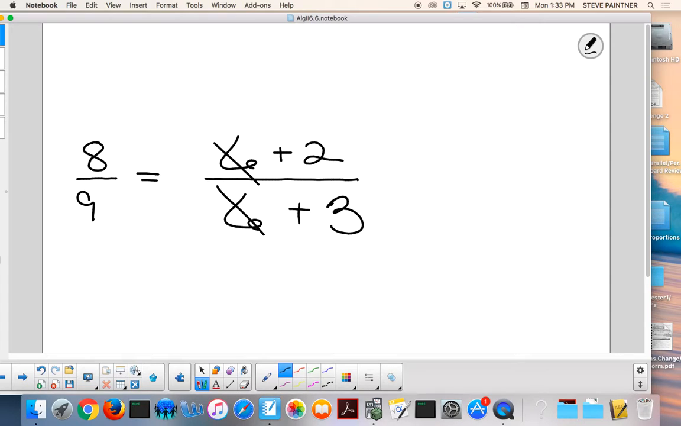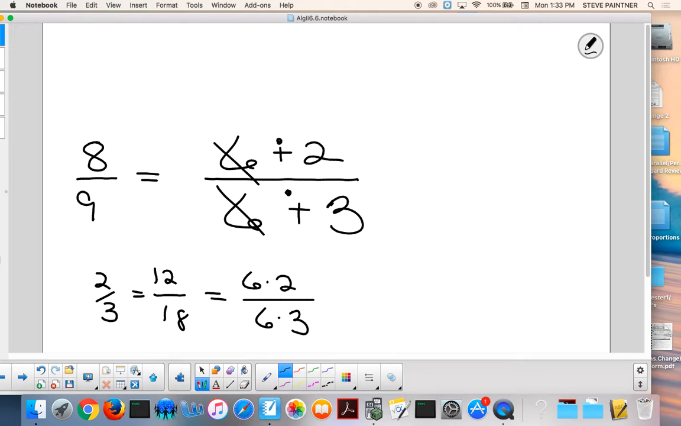You cannot cancel unless you have what going on? Multiplication. Now watch this, guys. If that was the problem, 6 times 2 and 6 times 3, what is 6 times 2? What is 6 times 3? 18. And that reduces to what? Okay, but when it's multiplied, I can cancel them out. What's the answer? It works. It works when it's multiplication.